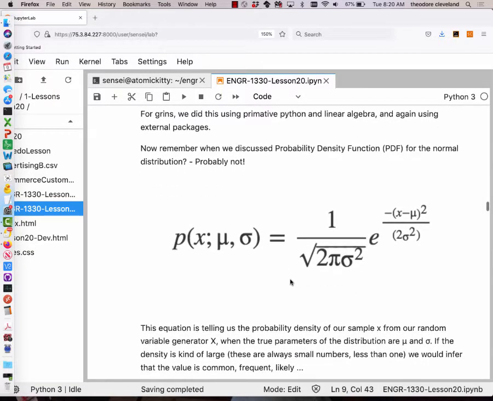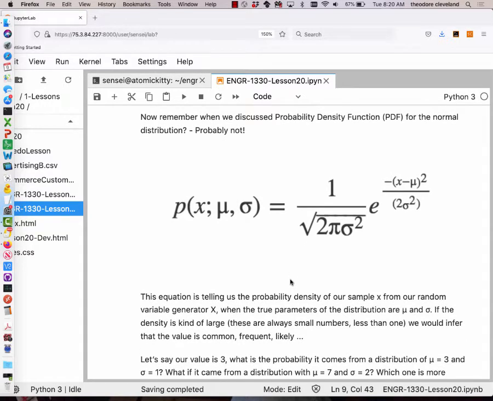Now for grins, we did it with primitive Python, and then again with linear algebra, and then again with external packages. And hopefully you concluded that I don't want to do it with primitive Python and my own linear solver code.